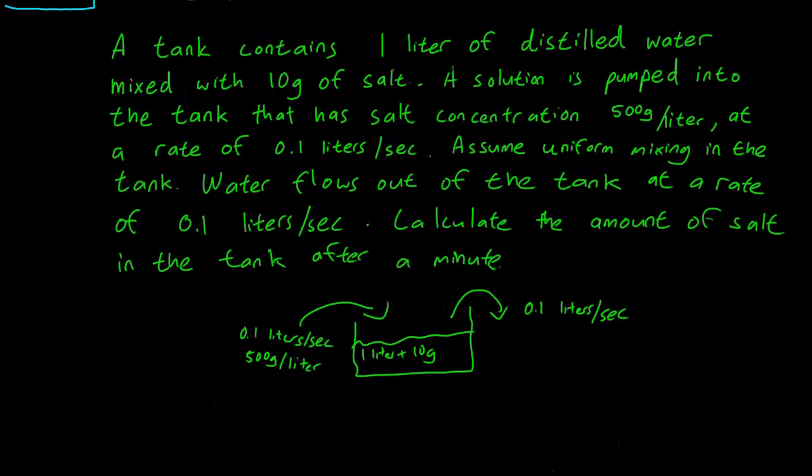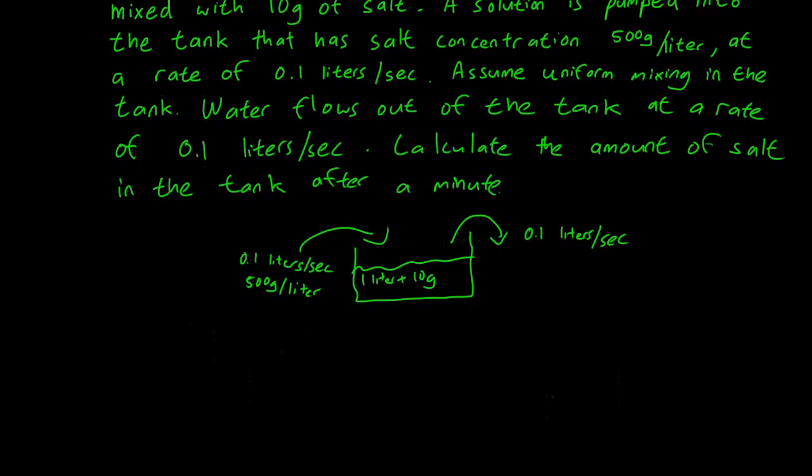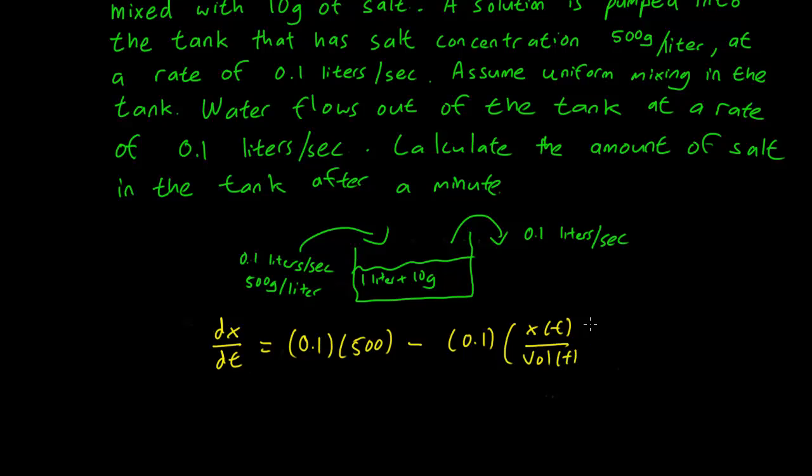Okay, let's write down the equation. So you may recall we want to think about the change in the amount of salt in the tank with respect to time, and we do know a bit about that. We know that we're pumping in 0.1 liters of solution that has 500 grams per liter. So that's how much salt is coming into the tank in 1 second, and the salt that's coming out is going to be 0.1 liters per second of the mixture in the tank, and the mixture is just the amount of salt in the tank over the volume of liquid in the tank.